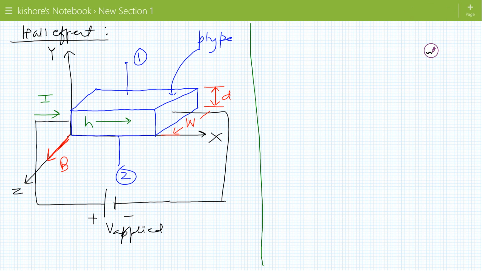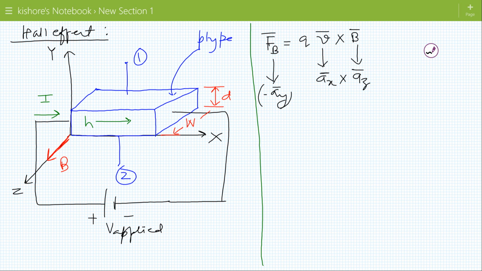So there exists some force on holes due to the magnetic field, and that force is FB, that is Q V cross B. Q is the charge of holes, V is the velocity of holes, and B is the magnetic field. Holes are moving in the plus x direction, and the magnetic field is operating in the plus z direction. So the direction of force is AX cross AZ, and AX cross AZ is minus AY. It means force is operating in the negative y direction. This is the direction of force, FB.